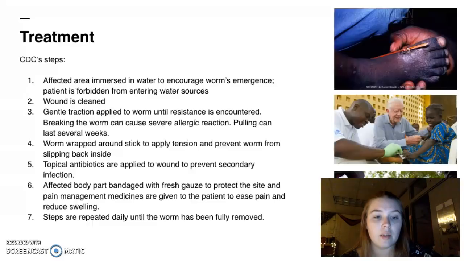They just come in a little bit every day, and they have it twisted around a stick, as you can see right here. And that is to keep tension on it and keep it from going back into the body. Then they put on topical antibiotics so that the person doesn't get a secondary infection, and they bandage it every single time so that it's clean, just as we do normally here. They also give them pain medication because it's quite painful. And then it's just repeated every day until the worm has been fully removed.